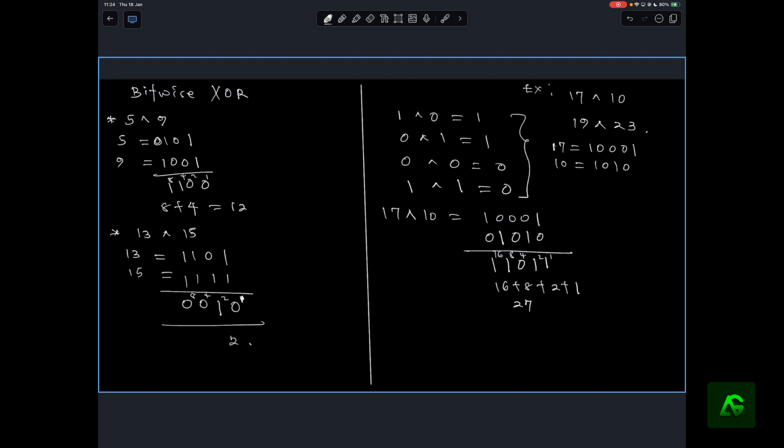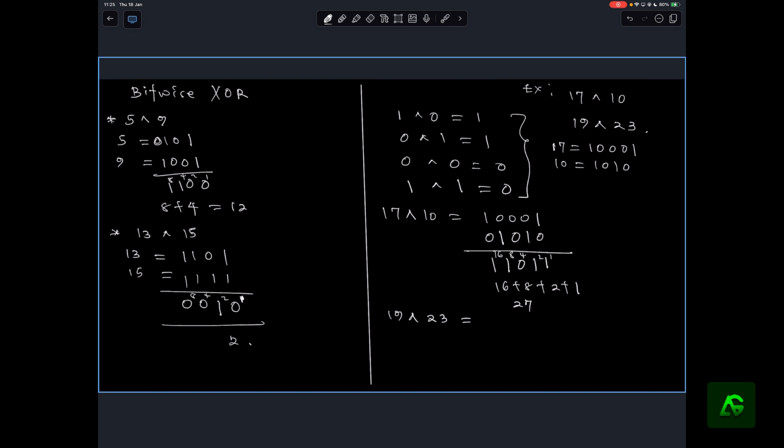So, 19 XOR 23. I'm going to give an assignment. It might be a little bit logical, but you will find a way around it. I trust you guys. Okay.